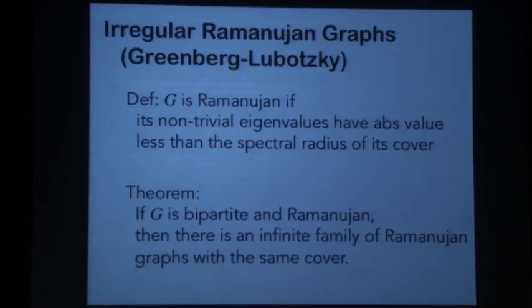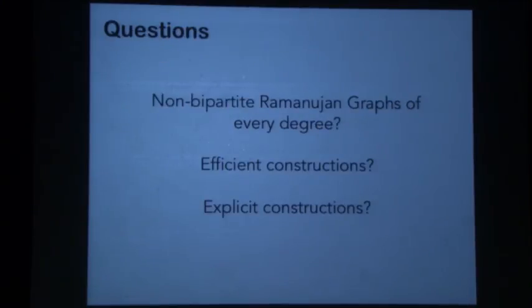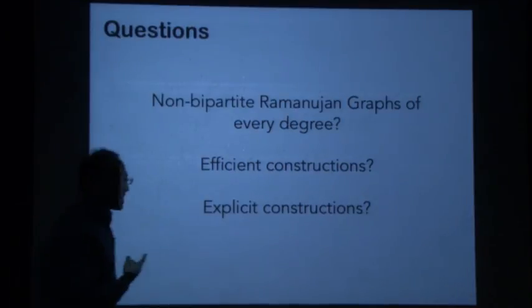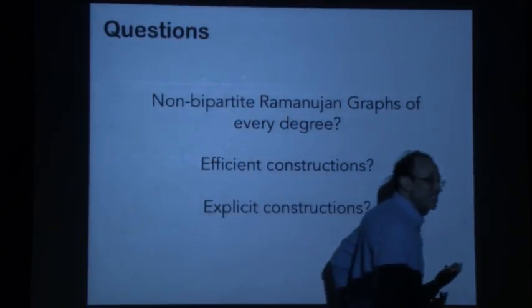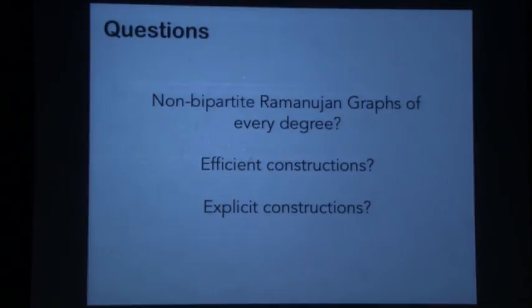Okay, so that's the last result I want to mention. Let me end with some open questions. The one that's been really driving me nuts is, can we use anything like this technology to say there exist non-bipartite Ramanujan graphs of every degree? We want infinite families of them. And let me just mention that whenever you have a non-bipartite Ramanujan graph, you can make a bipartite Ramanujan graph on twice as many vertices.